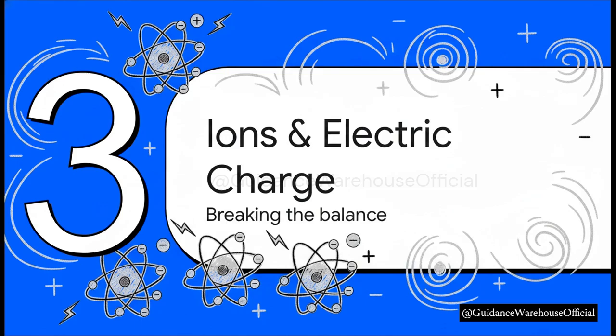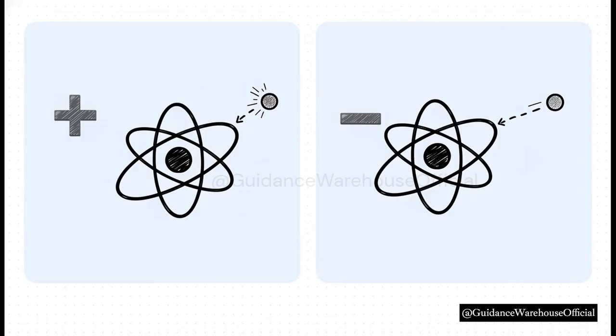Which brings us to Section 3, ions and electric charge. So far, we've basically been talking about perfectly neutral atoms, where the positive protons perfectly cancel out the negative electrons. But what happens when that delicate balance breaks? Well, when an atom gains or loses electrons, it turns into an electrically charged particle that we call an ion. And we divide these into 2 distinct camps. Cations are positively charged atoms that have lost electrons. Anions, on the flip side, are negatively charged atoms that have gained electrons.